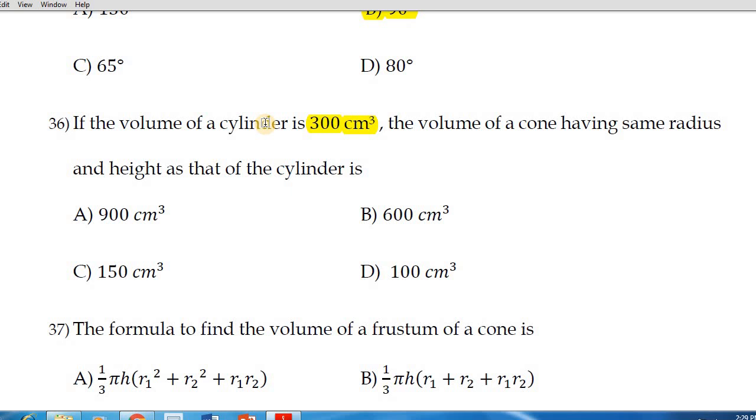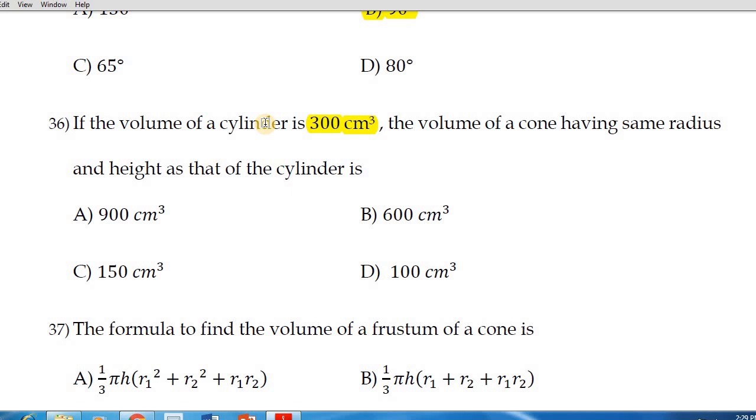Yesterday we solved the same kind of problem, but they generally asked it in the last question, I mean yesterday's question. But here they have given numericals. See, the volume of the cylinder is 300 centimeter cube. Hence, what would be the volume of a cone which has the same radius and height?